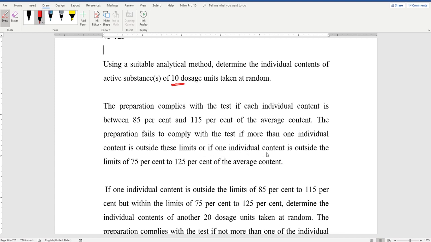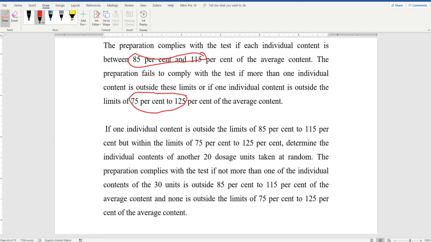Or if one individual content is outside, even if it is only one outside this range, but this one is also outside the second range, it fails. Okay, now see the second attempt. In case you have only one outside 85 to 115, but it is within 75 to 125, in this case you need to take the other 20 and analyze them again and look at each unit of the 30.